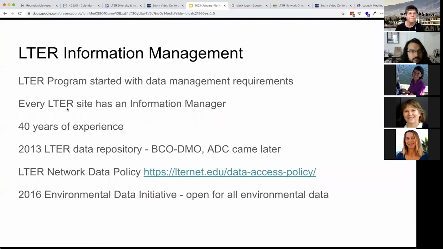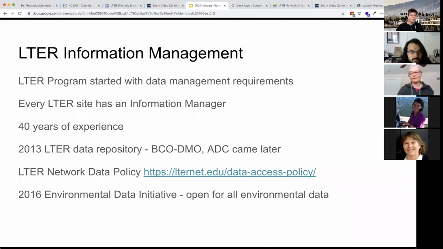Corinna? Thank you, Marty. I assume you can all hear me? Good. Yes, so as Marty said, LTER information management has a long history, as long as the whole LTER program. It was one of the very first NSF programs where information management was a required part of the research. So every LTER site has an information manager, and we're looking back at 40 years of experience.